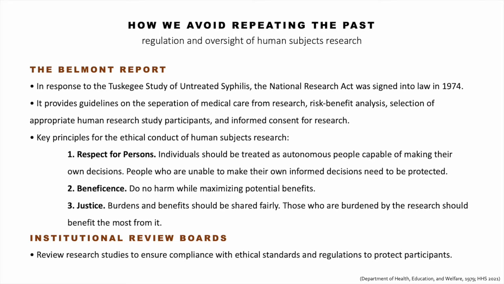Another change in 1974 was the requirement for all federally funded research to get voluntary informed consent from all study participants and for the study to be approved by an institutional review board, which reviews the research protocol before a study begins to make sure it meets ethical standards. The IRB then provides oversight throughout the course of the study to ensure protection of human subjects.